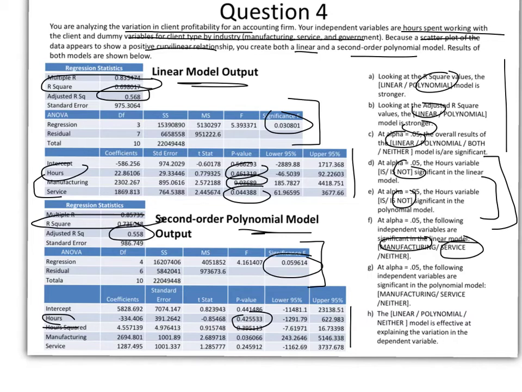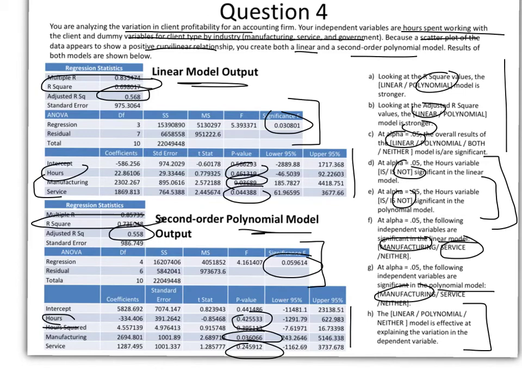Then in part G, the question is a similar one. We're going to look at the polynomial model this time, and we want to know which, if any, of our independent variables are significant. Looking at manufacturing, yes, that's also less than 0.05. Service, however, in the polynomial model is not significant, and so we would just say that manufacturing is significant.